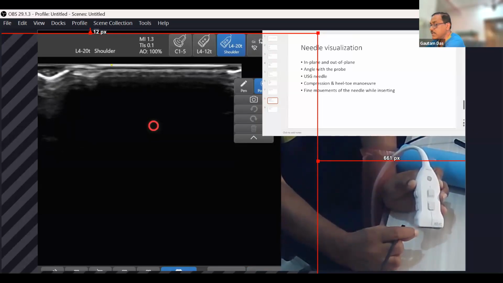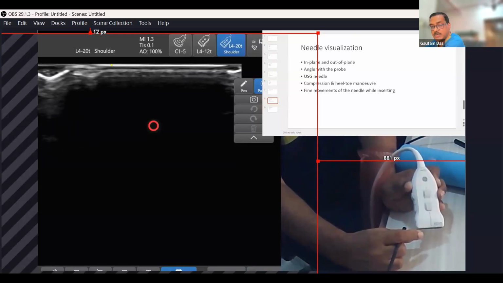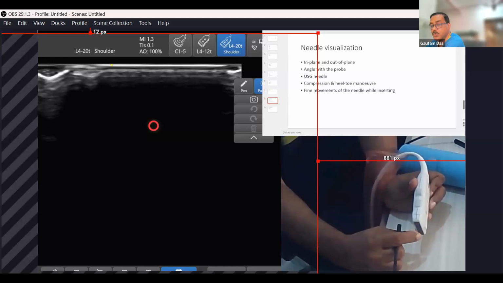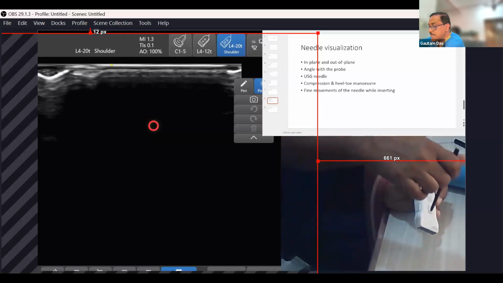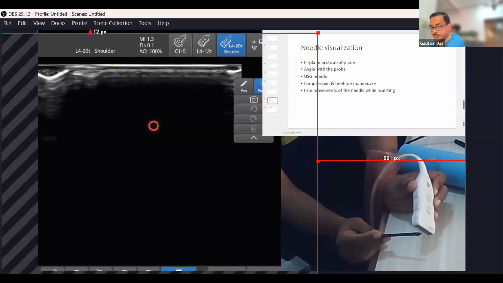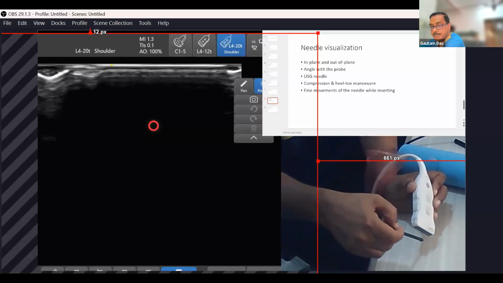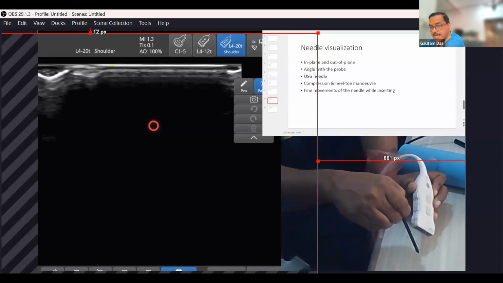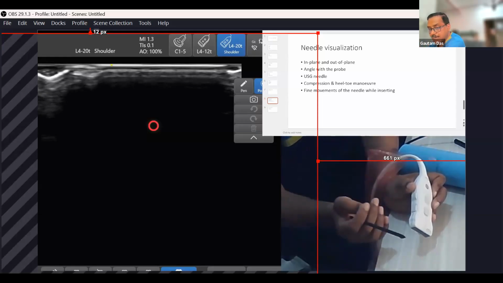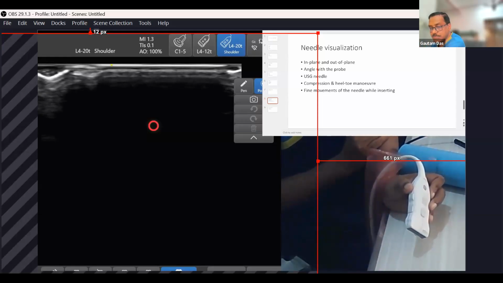So remember always, the width of this ultrasound beam is only how much? Only 1 millimeter. That means if your probe is like that, you'll be seeing the needle as a dot. If your needle is coming like this, you'll be seeing it as a line. And a very important thing is the angle between the probe and the needle should be less than 30 degrees. I'll be showing you that. Why? Then the ultrasound beam will be coming back to your probe and you'll be able to see it nicely.